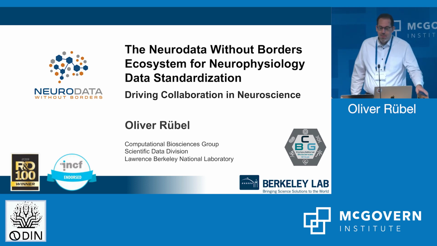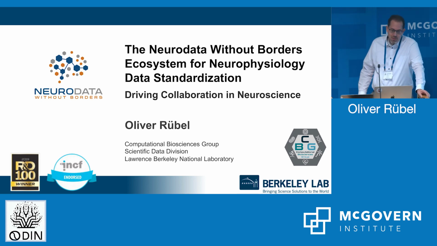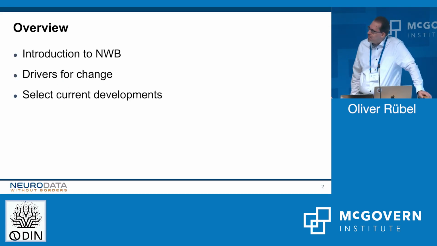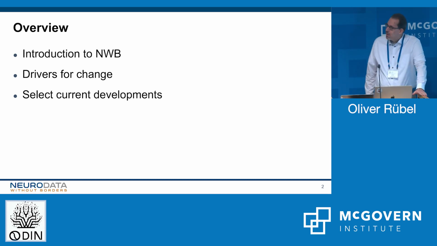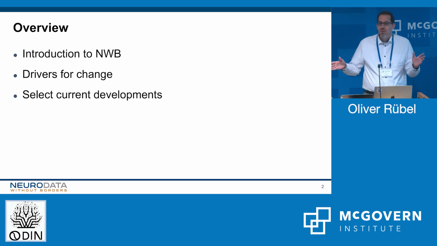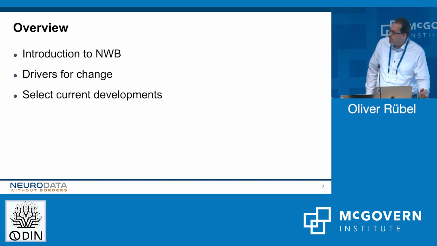So I'm going to talk about Neurodata Without Borders, which is the neurophysiology data standard for the NIH Brain Initiative. In the spirit of this event, I want to try in this talk and keep the introduction to NWB brief and focus a little bit more on what are some of the driving factors for change that drive our requirements, as well as what are some of the current ongoing developments, rather than presenting to you all the great things that we've done over the years.